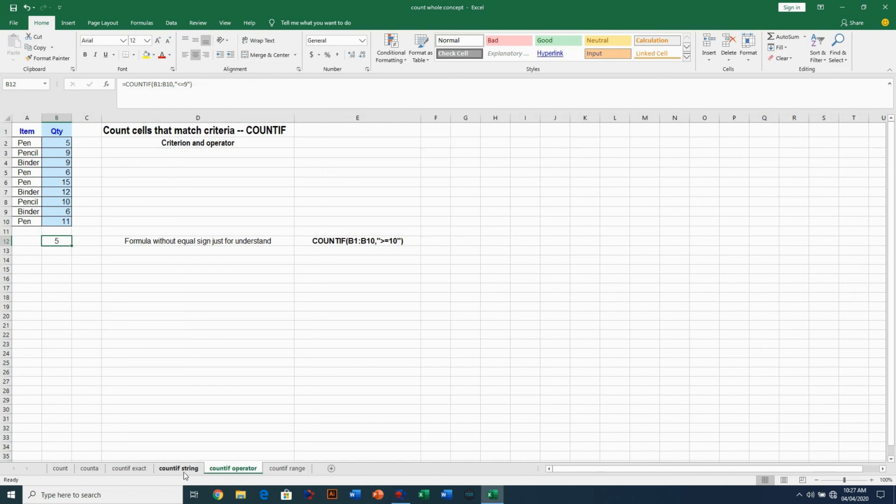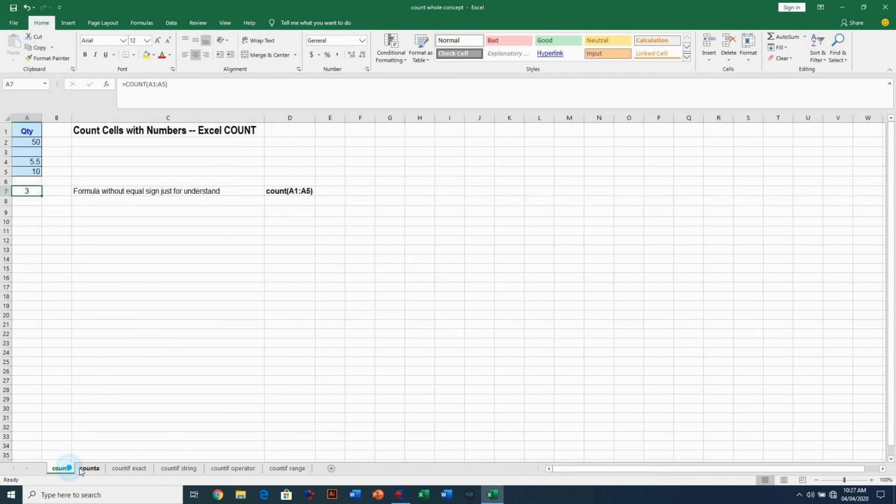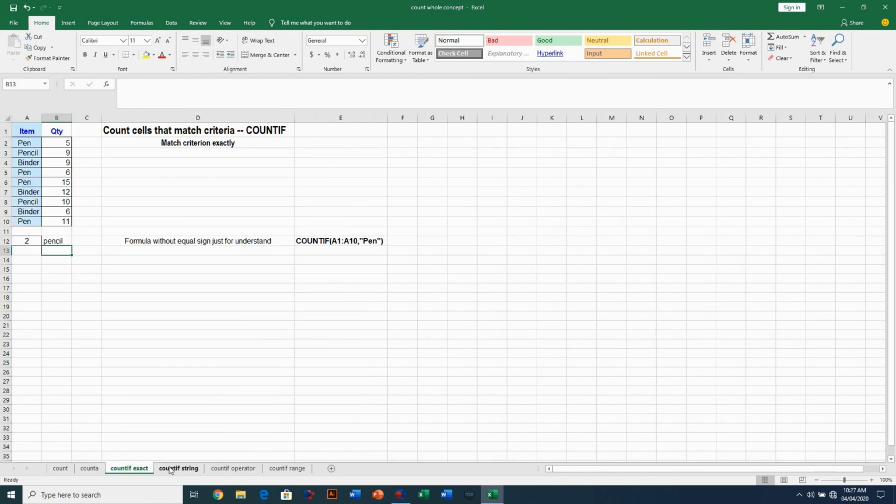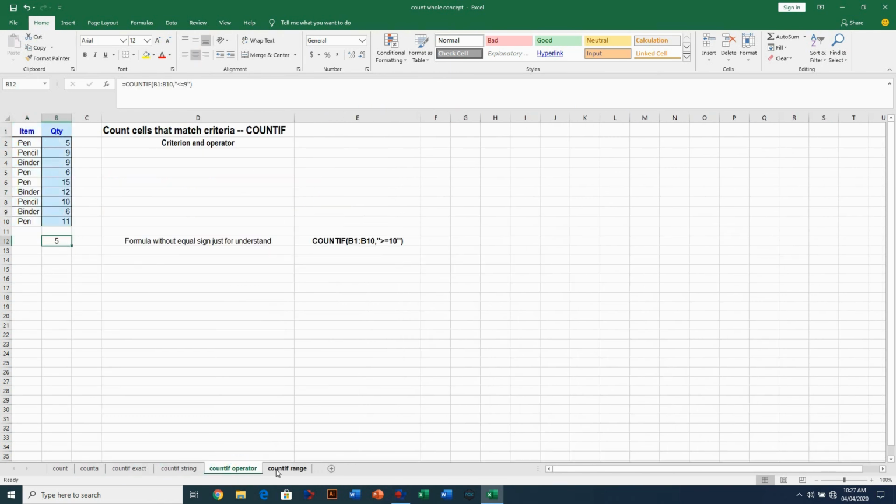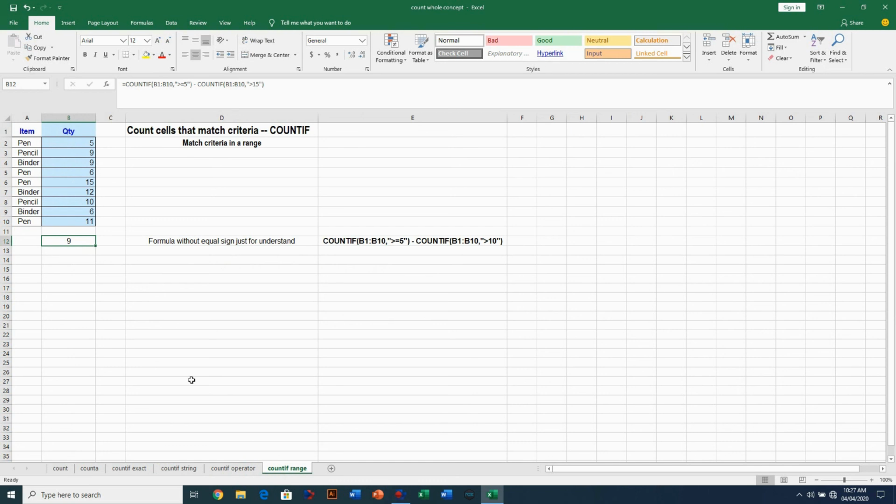These are the whole concept of count: count A, count if exact, count if string, count if operator, count if range. So in this video we learned all of that.